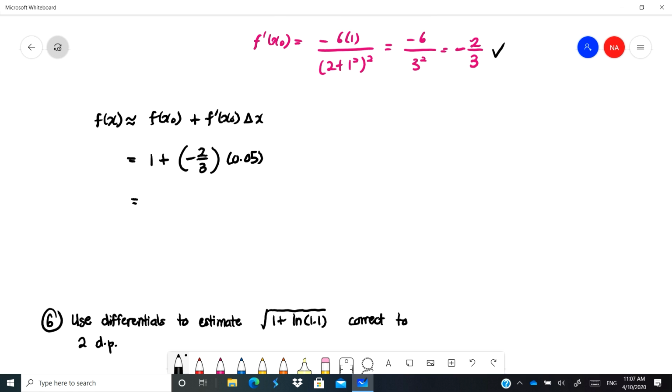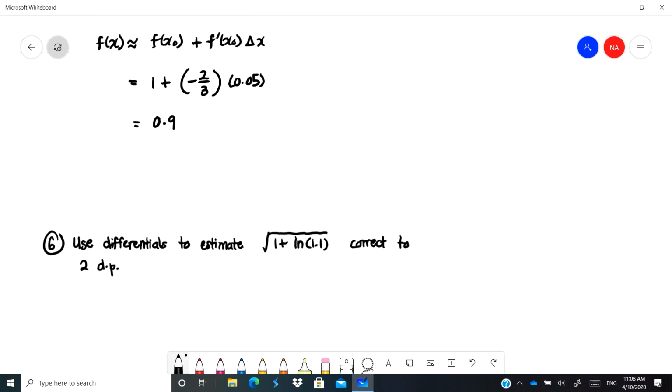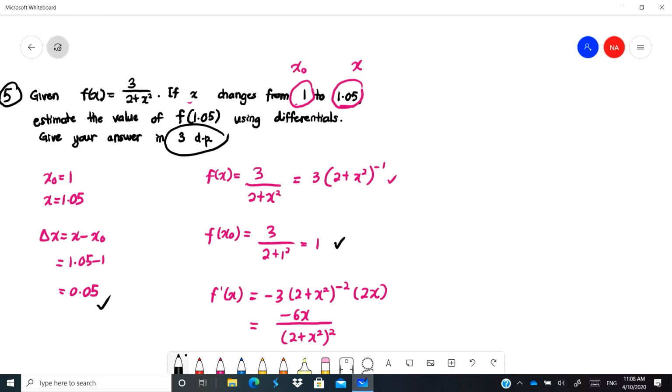So 1 plus, all right, we will get 0.9. All right. So this is 3 decimal places, so it should be 0.967. Okay. So if you try to substitute the value of x with 1.05 in this case, 3 over (2 plus 1.05), please put in bracket, square, we'll get 0.96696, something like this. So almost the same, all right.